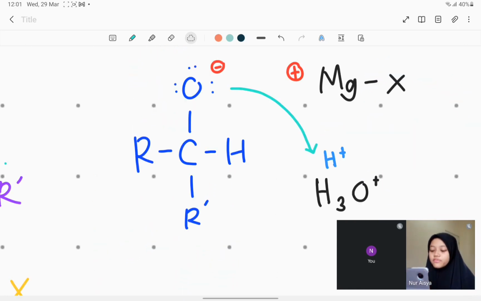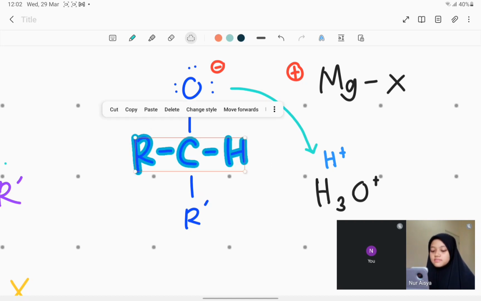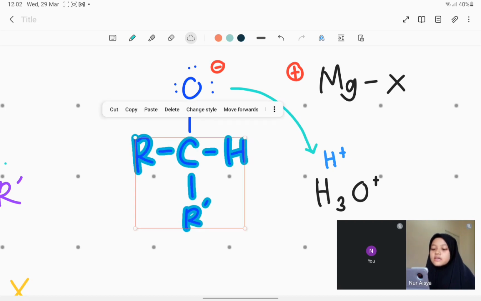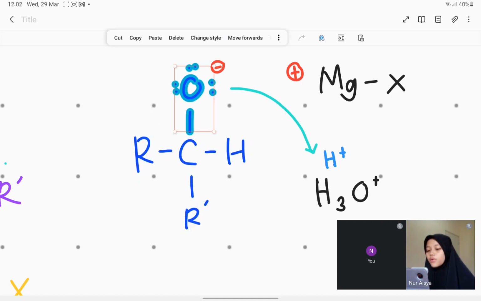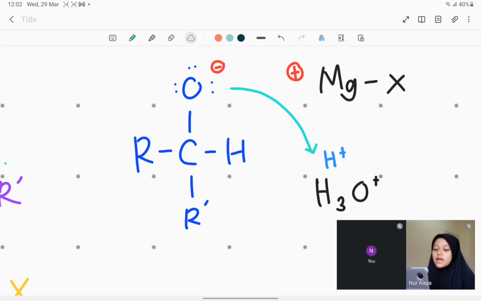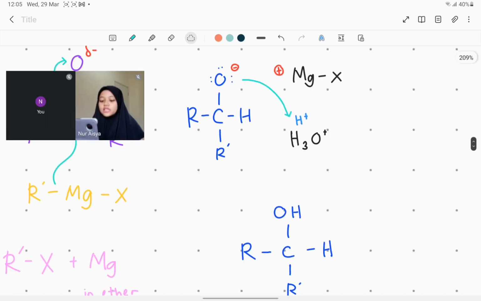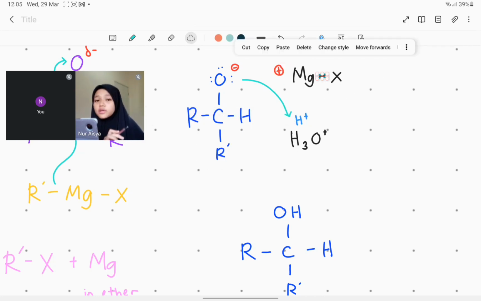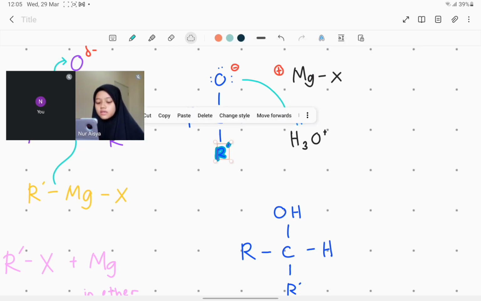What we end up with is an R group connected to the carbon, still connected to the hydrogen, and it's now connected to the R prime group. We are left with the oxygen, which now has three lone pairs as opposed to two. The negative charge is mitigated by the fact that the MgX is no longer attached to this R group.